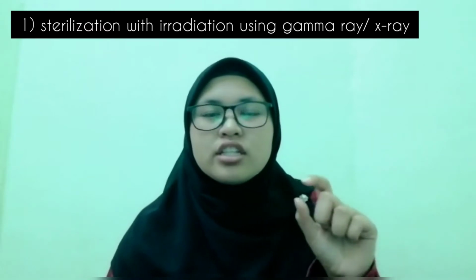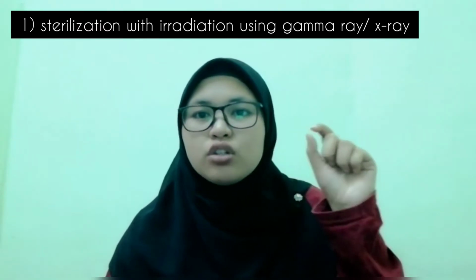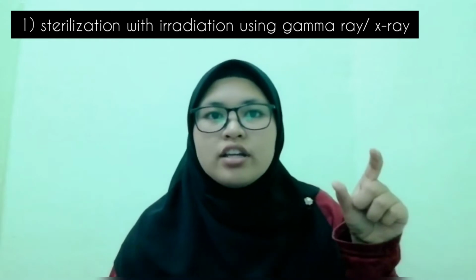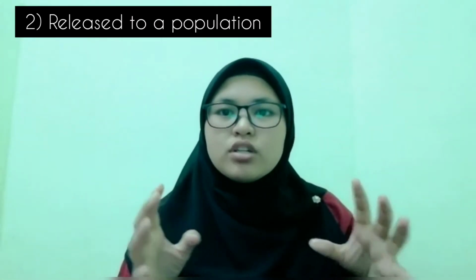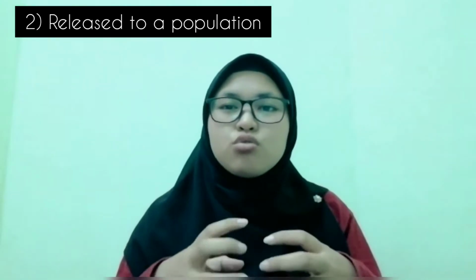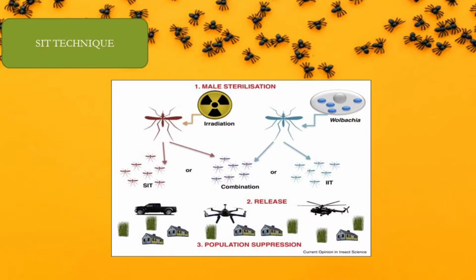Okay, here we are providing an example of how SIT works. So first of all, the insects will be undergoing sterilization with irradiation using gamma ray or X-ray. Then they will be released to a population where we want to reduce the problem. Okay, like this one.